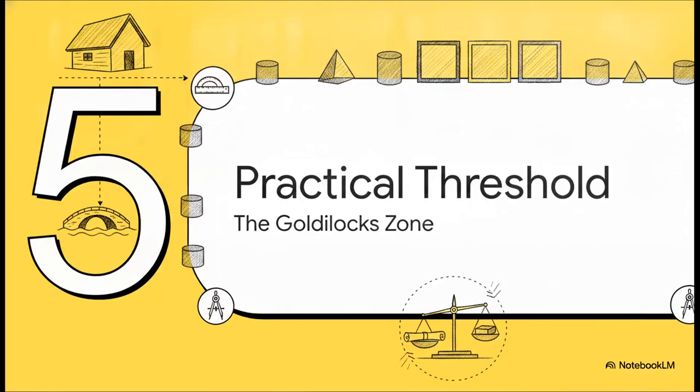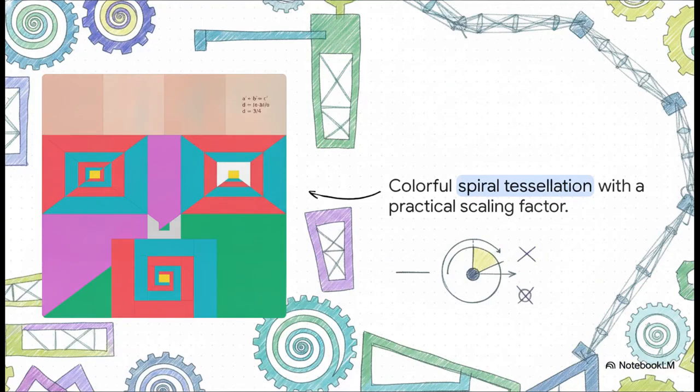Section 5. The practical architectural threshold. Okay, let's step back from the edge of the mathematical abyss, shall we? Let's return to safe, buildable reality. Just take a look at this colorful spiral tessellation. It perfectly showcases a practical scaling factor sitting right there in the middle of our dial. This is exactly what a harmonious, gapless structural system looks like when you stay safely away from the total flattening of 1 and the violent spatial collapse of 0.